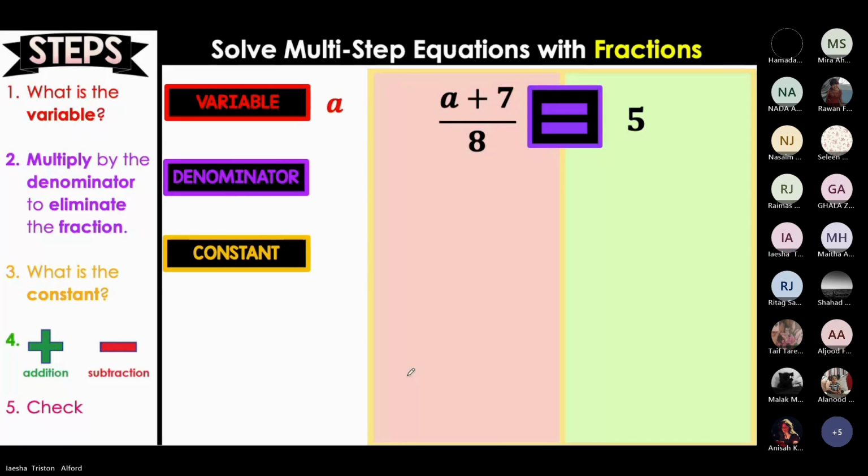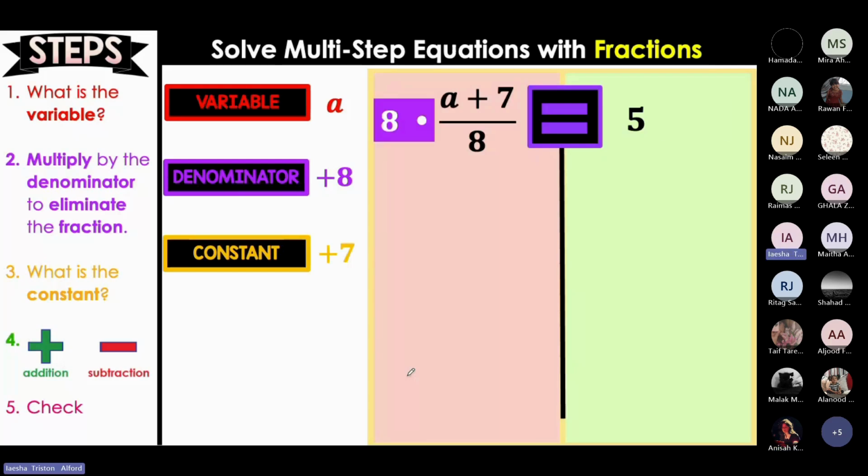What's your variable? A. What's the denominator? Positive 8. What's your constant? Plus 7. Good. The fraction bar, we want to make it go, bye-bye. Times 8 both sides. This positive 8 with this positive 8, we make it delete, and we write a plus 7. This one, positive 5, multiply positive 8, makes positive 40.